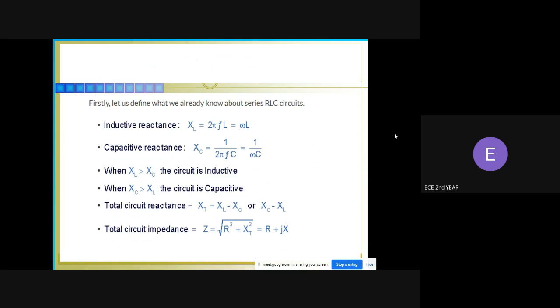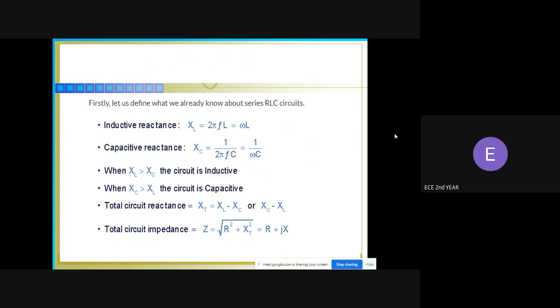When XL is greater than XC, that means the inductive reactance is higher than the capacitive reactance, and the circuit will be an inductive circuit. When XC is greater than XL, the circuit will be capacitive in nature. So the total reactance X equals XL minus XC, or XC minus XL.